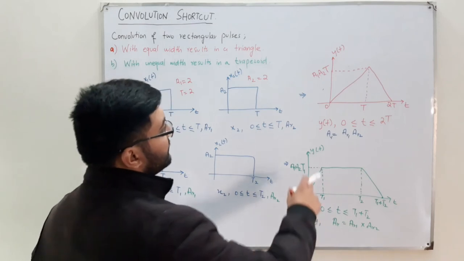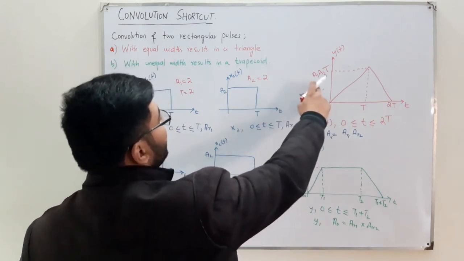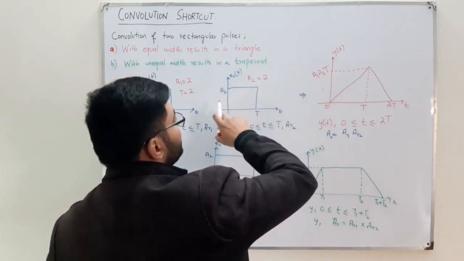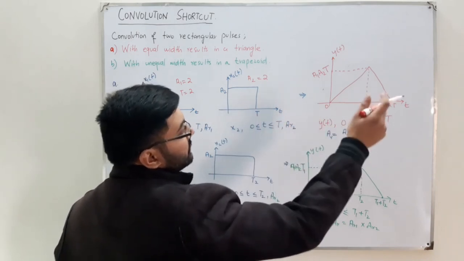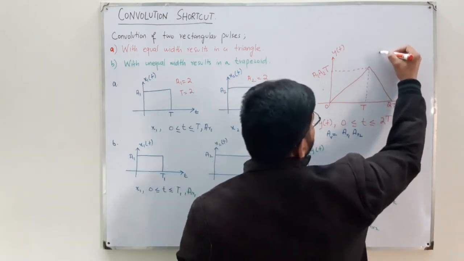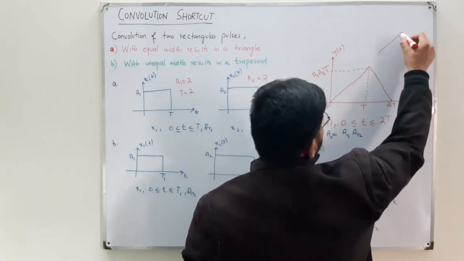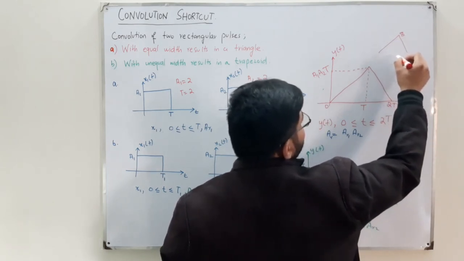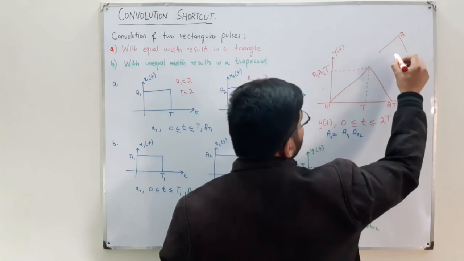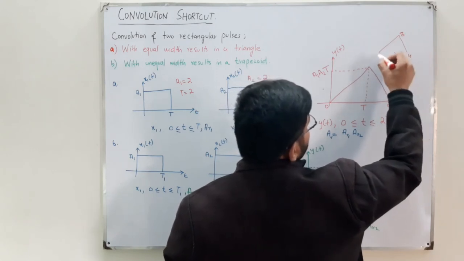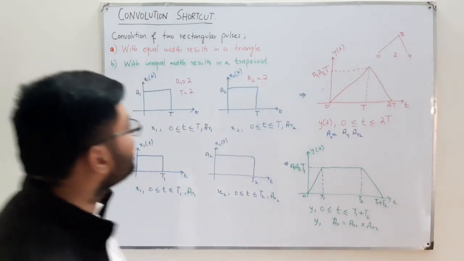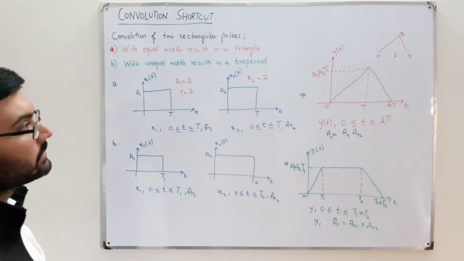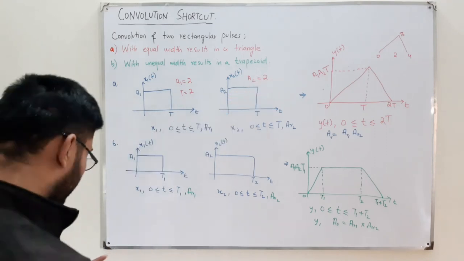Which means that the answer would be what? 2 2's are 4 and 4 2's are 8. So the product would be like this. This point would be 8, located at 2. This would be 4 and this would be 0. Take this as your homework. You have to derive that particular answer.